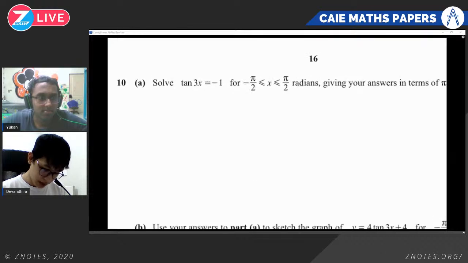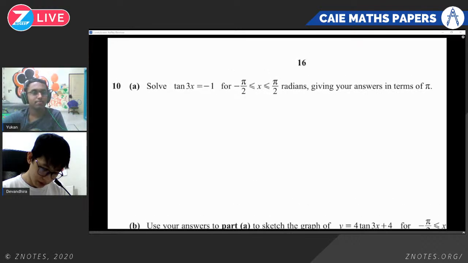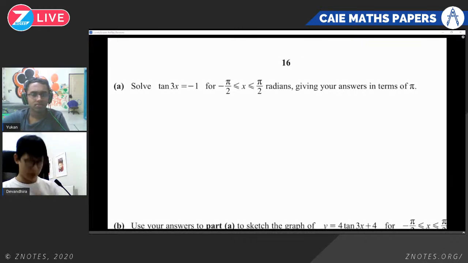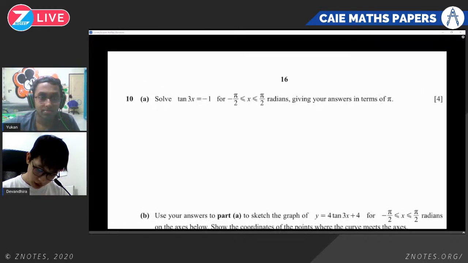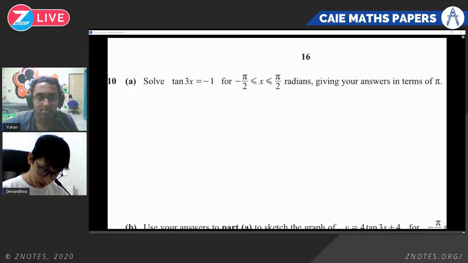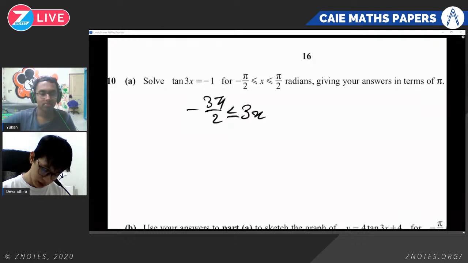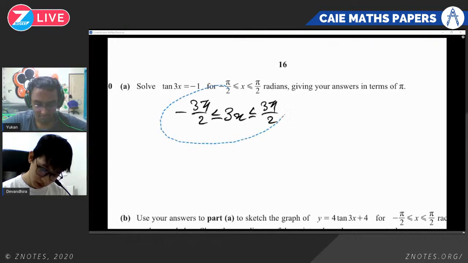Solve tan 3x is equal to negative 1 in this domain, giving your answers in terms of pi. Okay, so first of all, what I like to do is multiply 3 to this inequality. So we have negative 3 pi over 2 to 3x to 3 pi over 2. Is that correct, Egan? Mm-hmm.